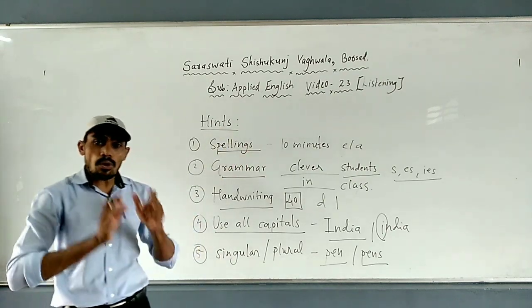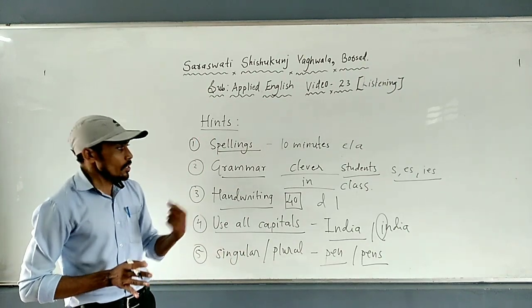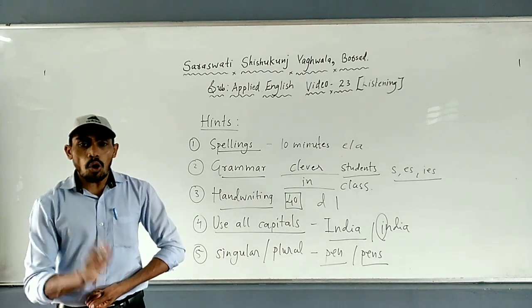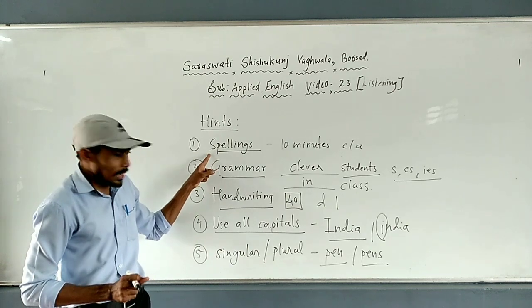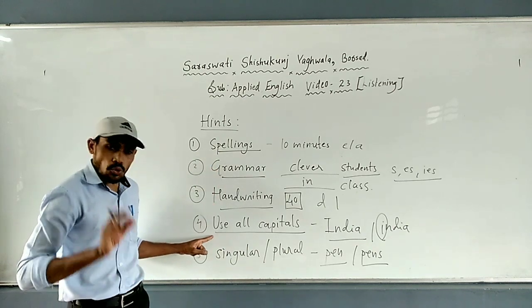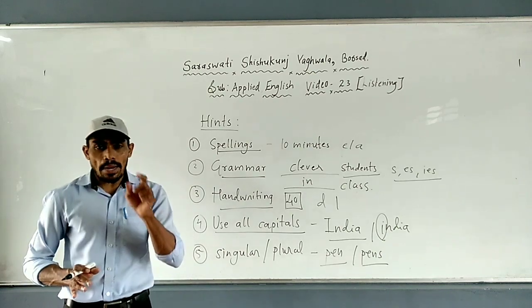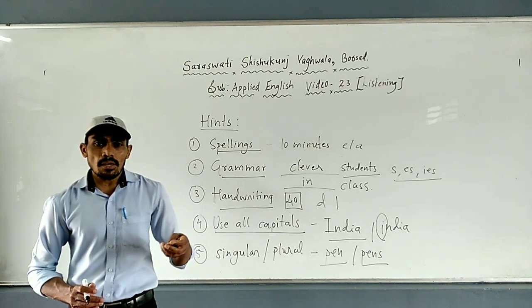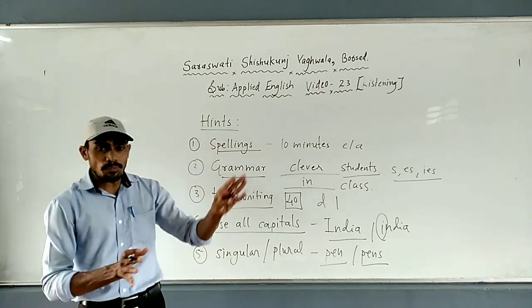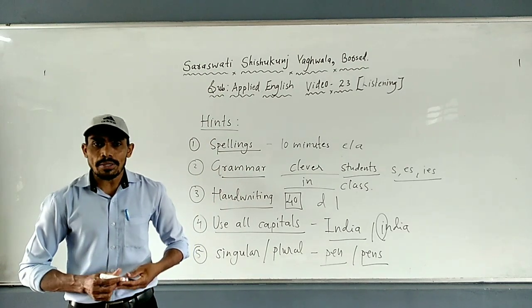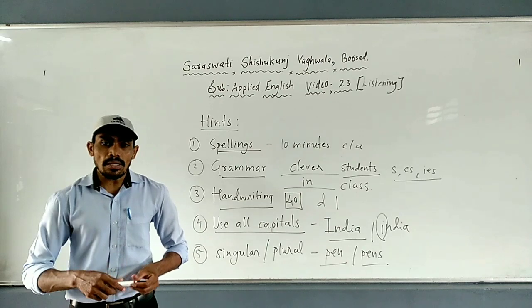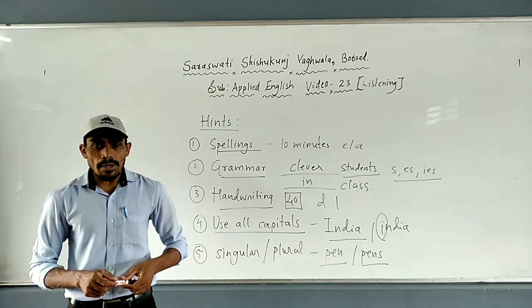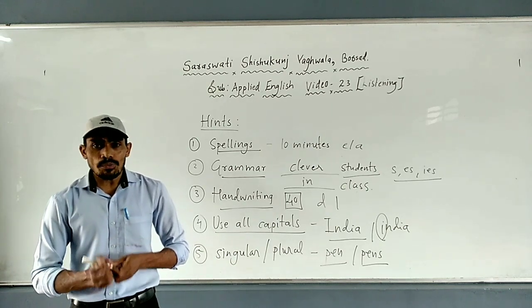I hope, students, you have understood all 5 strategies, 5 hints of Applied English listening. Follow these and definitely you are going to get all 40 questions correct. One is spelling, grammar, handwriting, use all capitals, and the last one is singular and plural. Students, after this video, I am going to give an assessment task, part 1 of Applied English listening. Do the listening and let me know how much you get. I am going to send an answer key in the group so you can check how many correct answers you got in part 1. And the listening track that I am going to play for you is here.